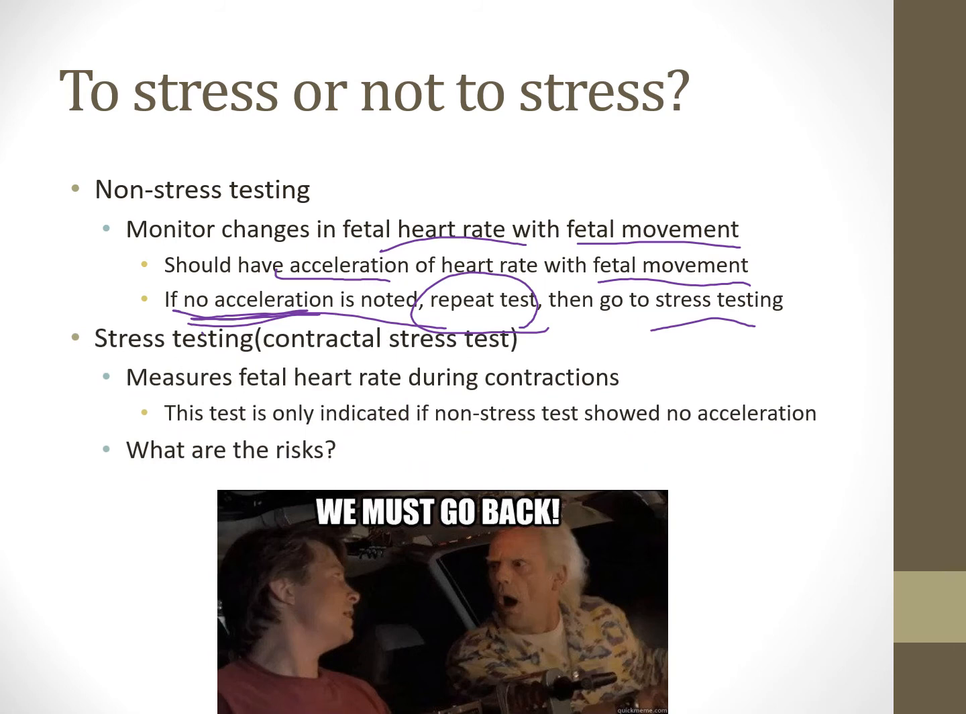When we're looking at stress testing, that means we're going to do what's called a contraction stress test. That means we're going to induce contractions on a baby that may not be term. So if their non-stress test doesn't show any changes in the heart rate, they'll move to a stress test where they give them a very low dose of Pitocin to induce contractions. What are the risks if we're inducing contractions and this kid's not term? I'll give you a hint. Preterm labor, right? That's going to be one of the risks.